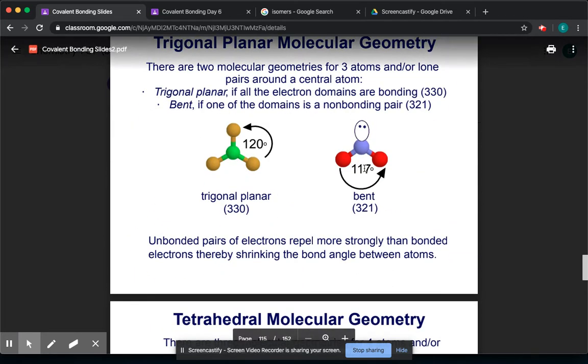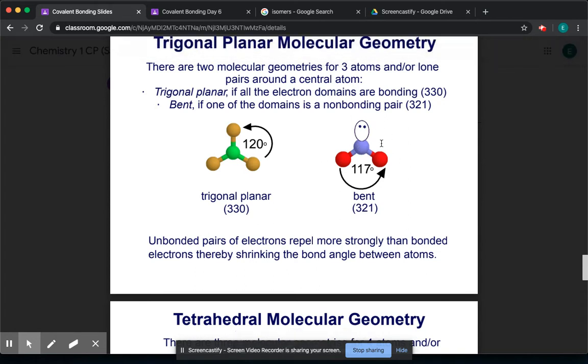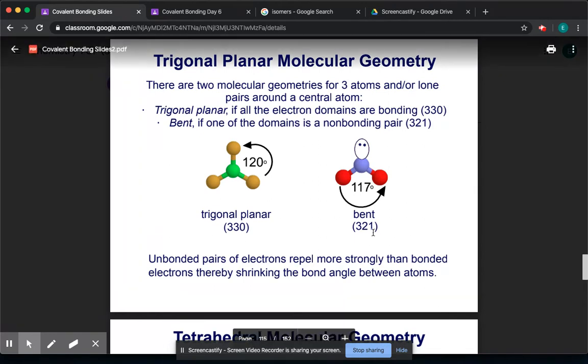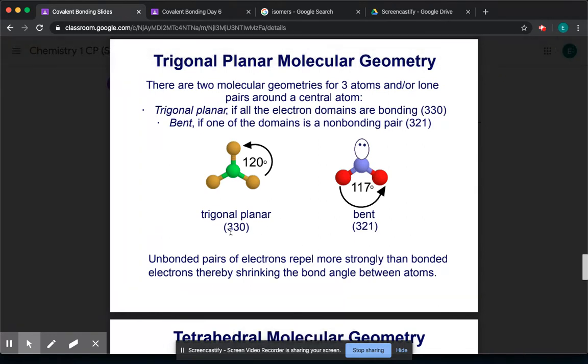So here, this right here would be ozone. This is what ozone would look like. This is the 3-2-1 that we see above. So what the lone pair does, so again, the first number tells you how many bonds and lone pairs, and then the second two basically tell you the distribution between bonds and lone pairs.